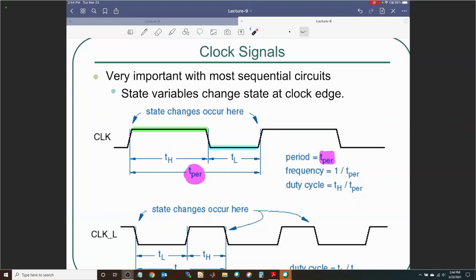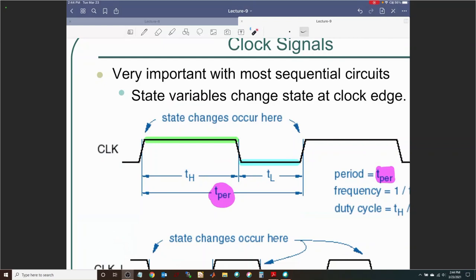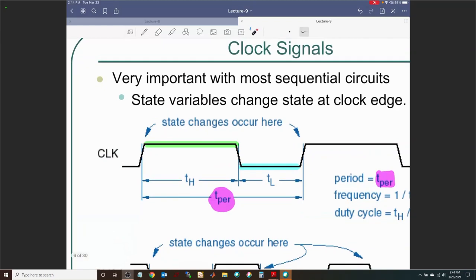So any guesses? What is the duty cycle of this clock signal, the way it is shown? Just guess some number. Let us see, 75%. Okay, so that's 66%, two thirds. All right, that looks like very reasonable estimates, right?